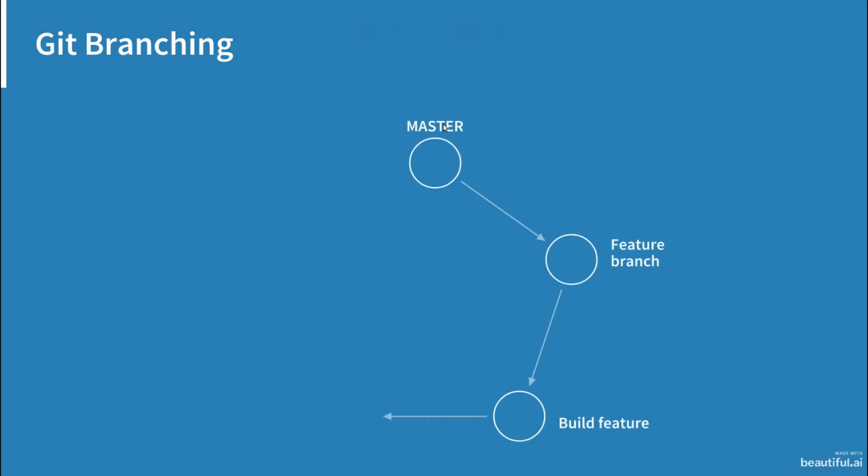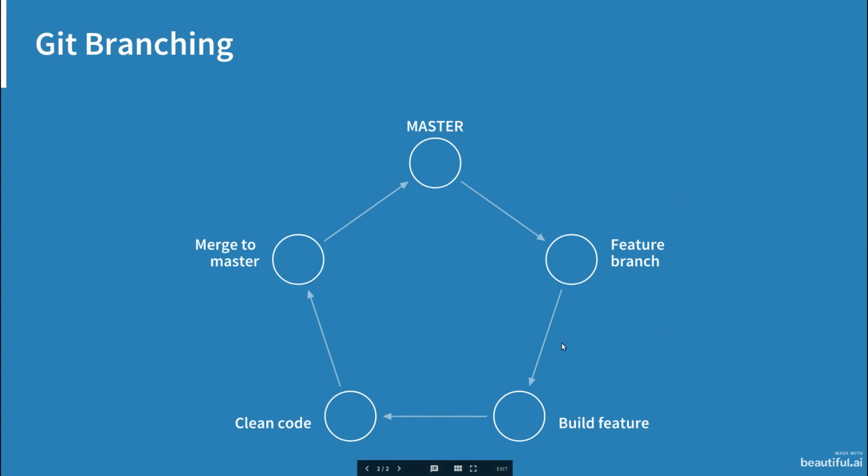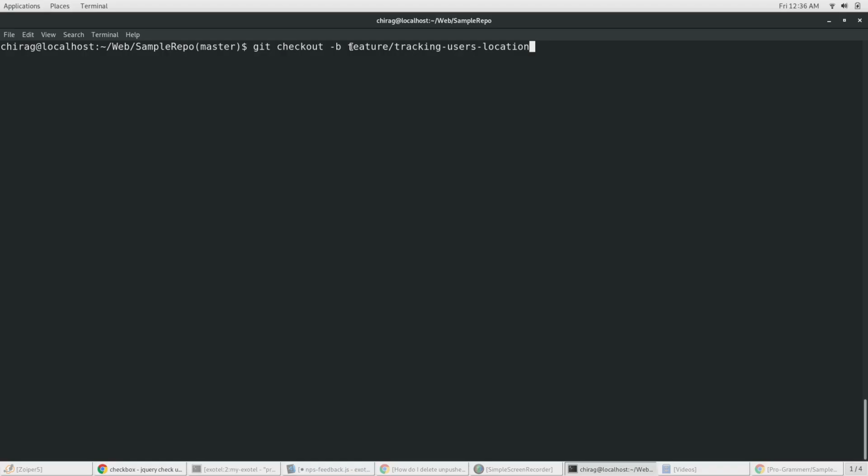Say you want to build a new feature for your product. You would first create a new branch, build that feature in the branch that you've just created, and then merge those changes to the master branch. This is when you think the code is ready. We'll talk about merging in a different video.